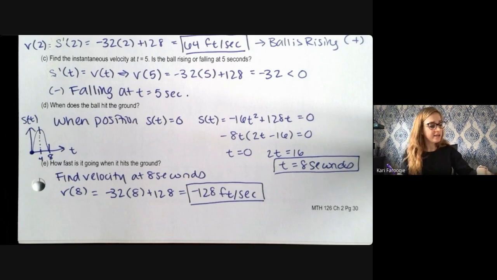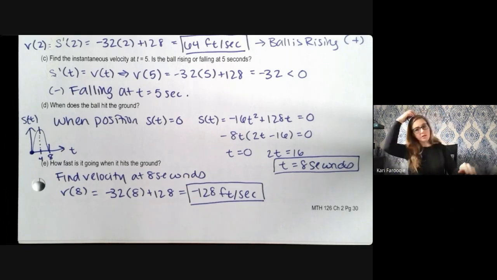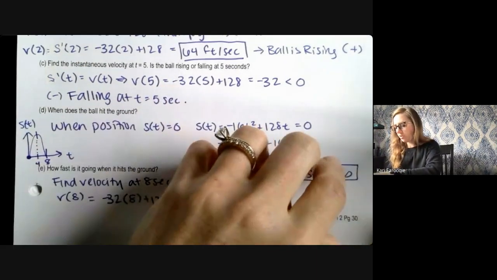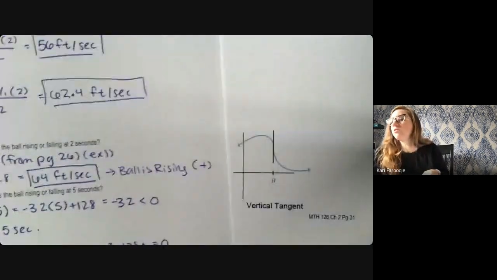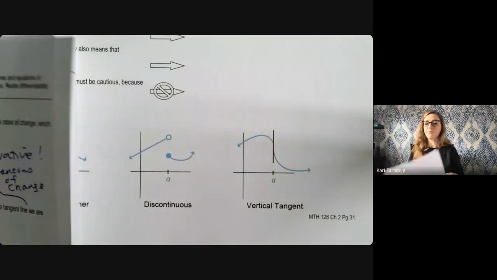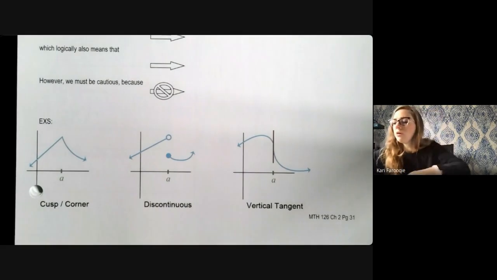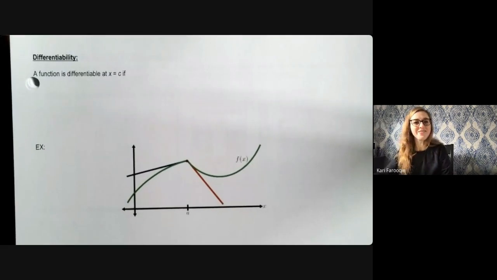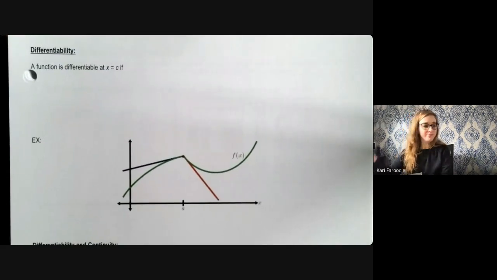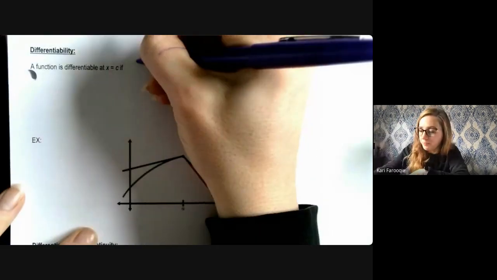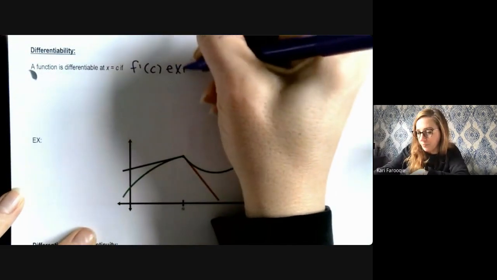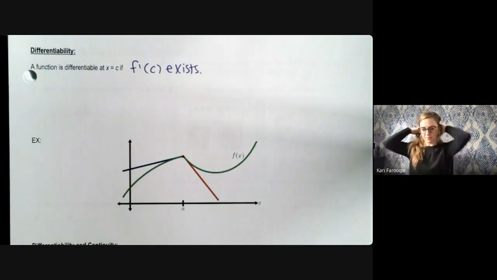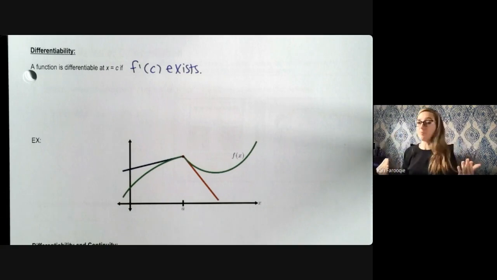All right, the last thing we're going to do in this section is talk about differentiability. It's not something we're going to deal with every single day, but in chapter 4 it's going to be a little bit more important to some of the things we're going to be doing there. So a function is differentiable at x equals c if f prime of c exists. You're like, okay, that seems like it makes sense. Yes, but we need to talk about situations where that might not be the case.